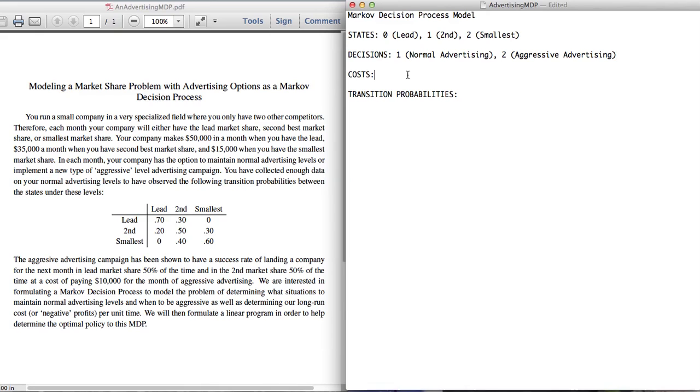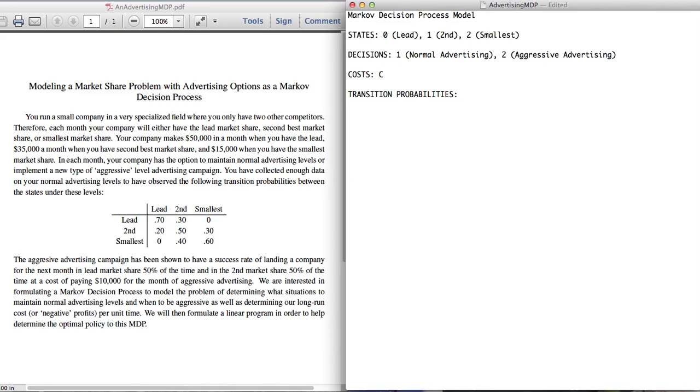And now we can look at our costs. What we're going to do is roll our monthly revenue into the cost of being in a particular state. So we basically have 6 combinations of states and decisions: in each of the 3 states, we can choose one of 2 decisions. We need to calculate the cost for each. Now, if I just maintain normal advertising, my quote-unquote costs are really the negative of our revenues. We make $50,000 if we're in the lead market share, so from a cost perspective, we have a negative $50,000 cost.